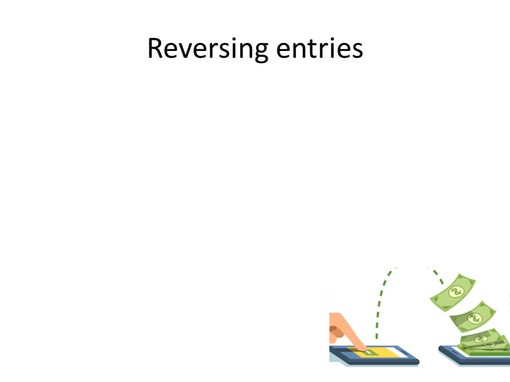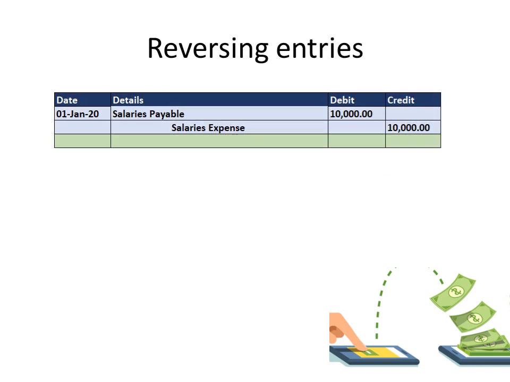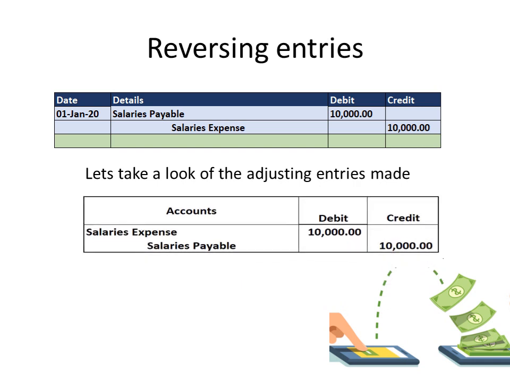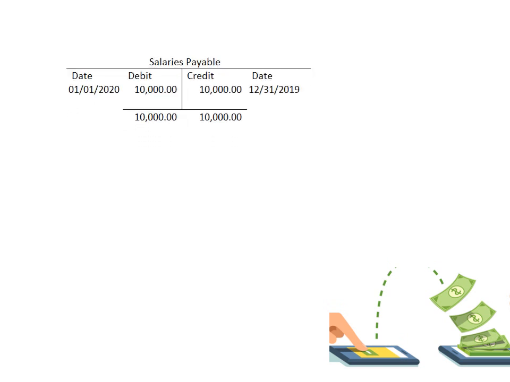So let's do our reversing entry. Our entry would be salaries payable 10,000 debit and then credit salaries expense 10,000, because rule number one is to do the exact opposite of our adjusting entry. Let's take a look at our adjusting entries made. See, we do the exact opposite, because in our adjusting we debit salaries expense and then credit salaries payable. Since we reverse, we do the exact opposite. Okay, so let's proceed to our T accounts.